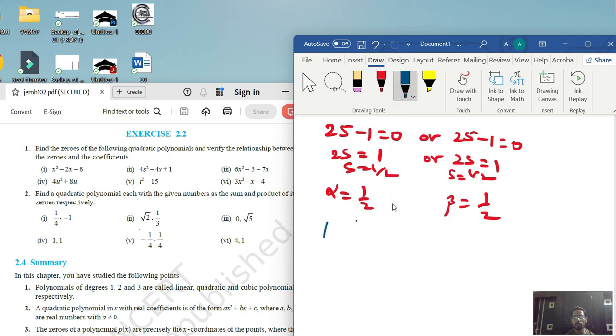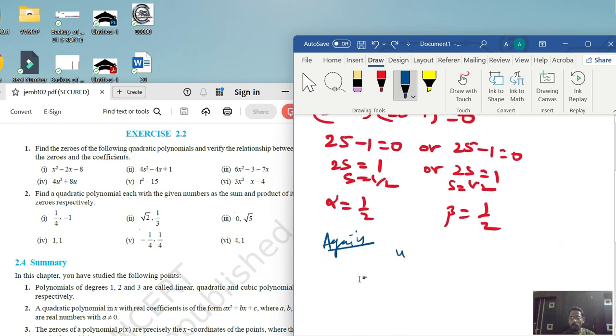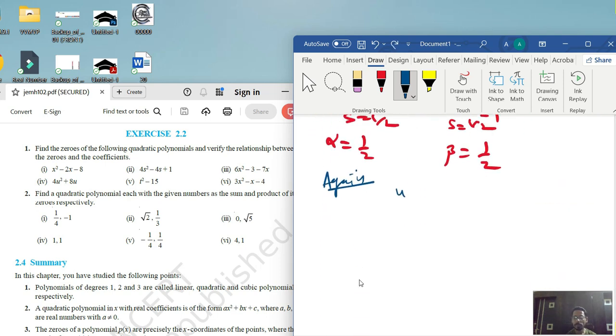Again we are going to write the question. 4s square minus 4s plus 1, okay, equal to 0 you can say. So a is equal to 4, b is equal to minus 4, this one, and c is equal to plus 1.